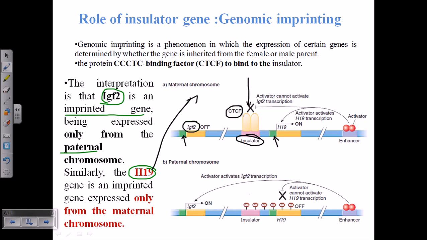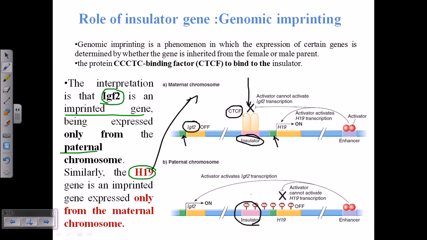Similarly, if we look at the paternal chromosome, we again have both these genes, IGF2 as well as H19, and again we have an insulator in the middle. Now we again have an enhancer further downstream of both genes. So this can bind with both sequences, the promoter of H19 as well as the promoter of IGF2, but there is an insulator which is blocking this from happening. It is methylated.